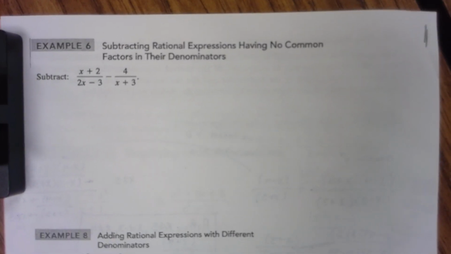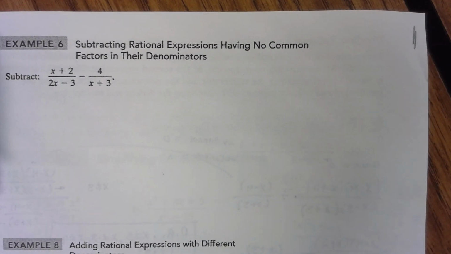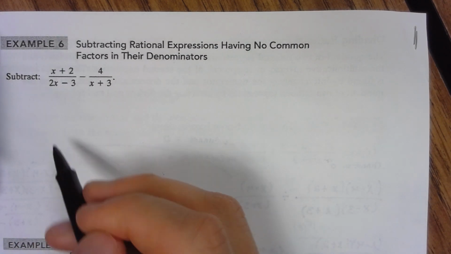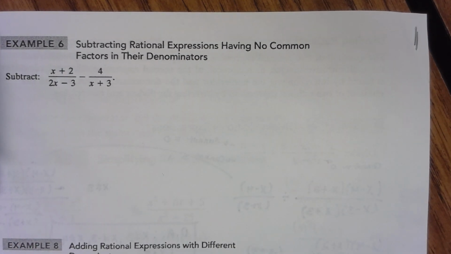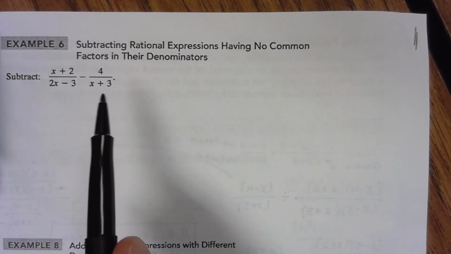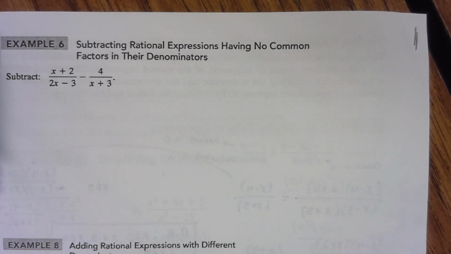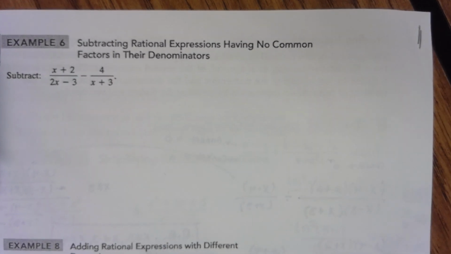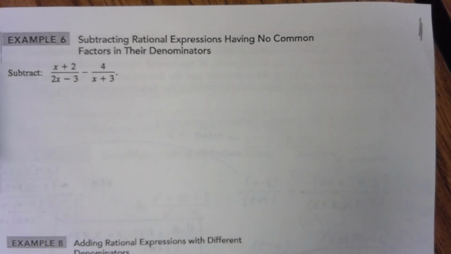All right, and again, a good place to start is to factor everything. So numerator, x plus 2, that's factored. 2x minus 3, that's factored as well. 4, that's factored. There's nothing I can really do with that. And x plus 3, that's factored. So everything's factored here. Now, I'm recognizing my denominators are not the same. So that's where we're going to have to start. How can we accomplish getting that common denominator?